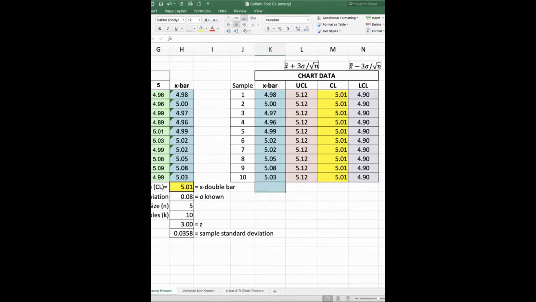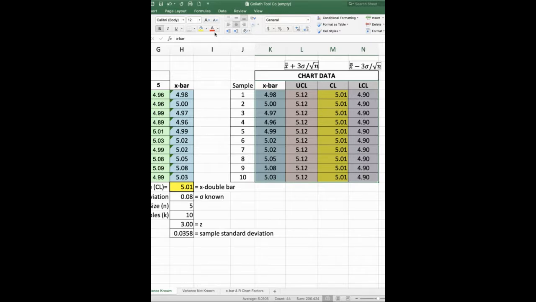Copied one too many. I'm going to edit, clear all. I don't want that to have any value. And so now I'm going to build the control chart, which is very straightforward. I'm going to highlight these cell values.